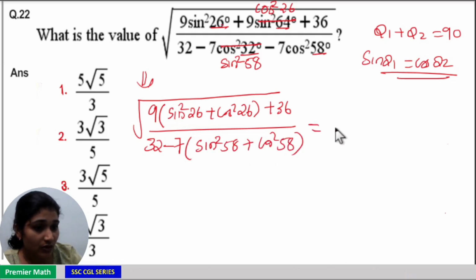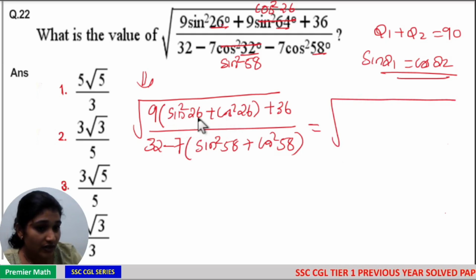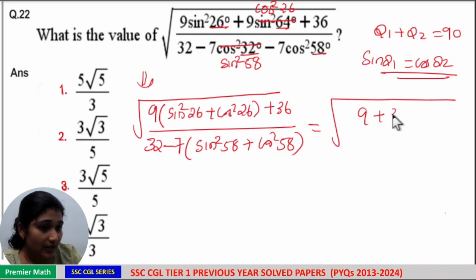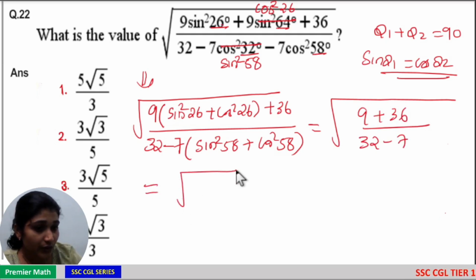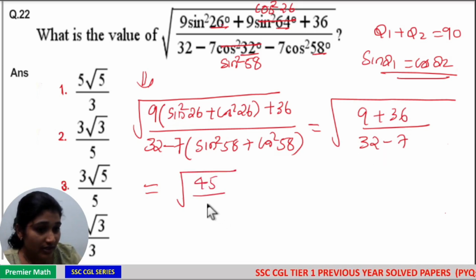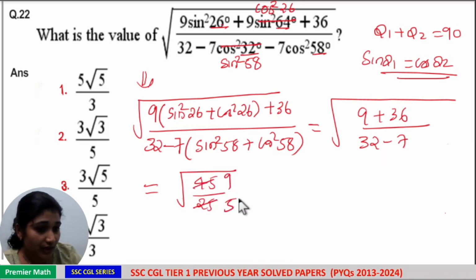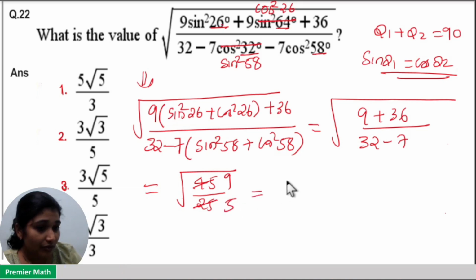Now this is equal to root of, this sine square 26 plus cos square 26 is 1. So 9 plus 36 divided by this is equal to 32 minus 7, which is equal to root of 9 plus 36 is 45 and 32 minus 7 is 25. 5 goes 9 times in 45, 5 goes 5 times in 25. So root 9 by 5 means 3 by root 5.